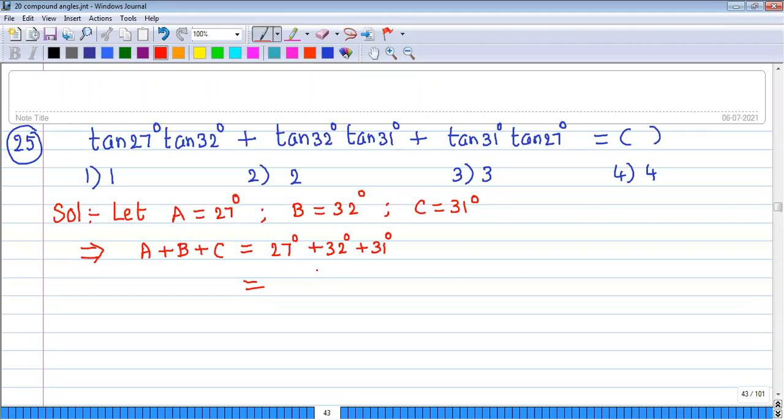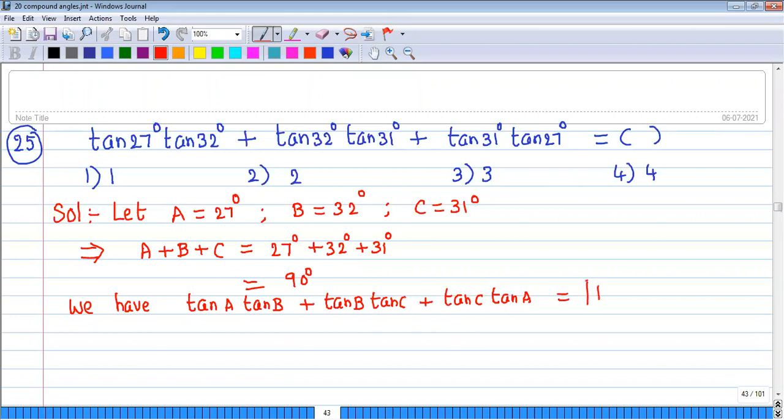27 plus 32 is 59. What is 59 plus 31? 90 degrees. If A plus B plus C is equal to 90 degrees, we have tan A tan B plus tan B tan C plus tan C tan A equals 1. So our answer is 1 only.